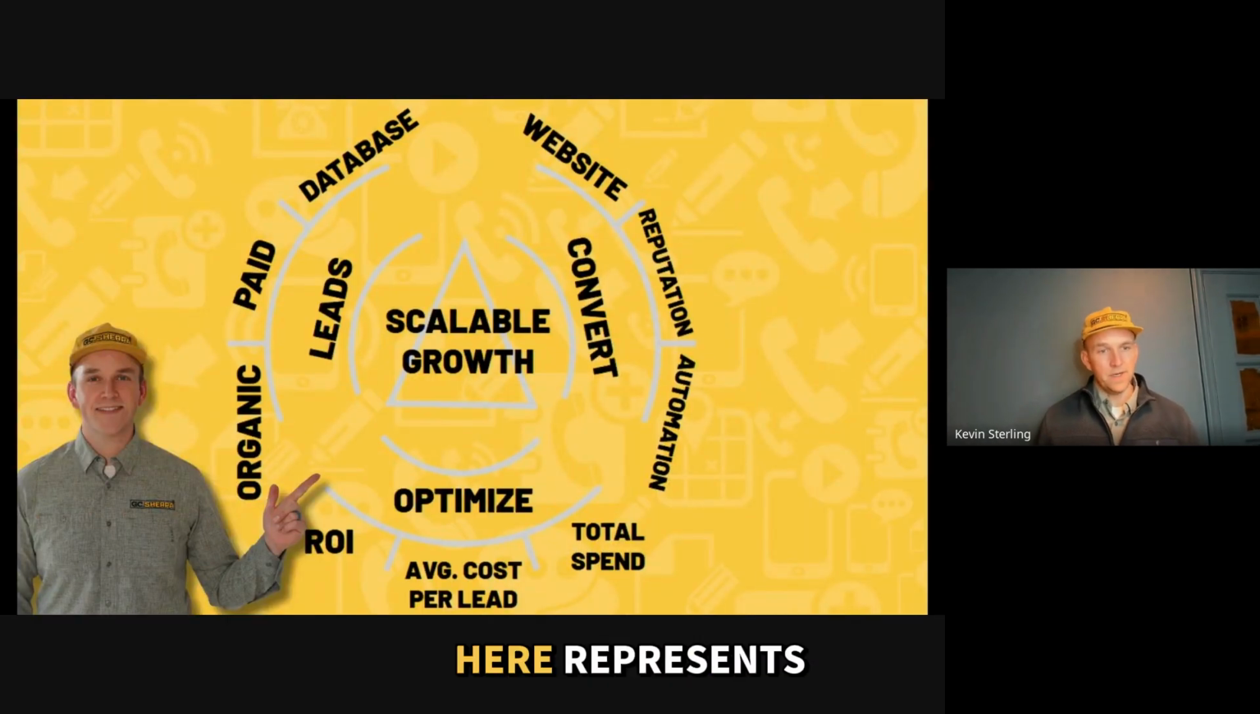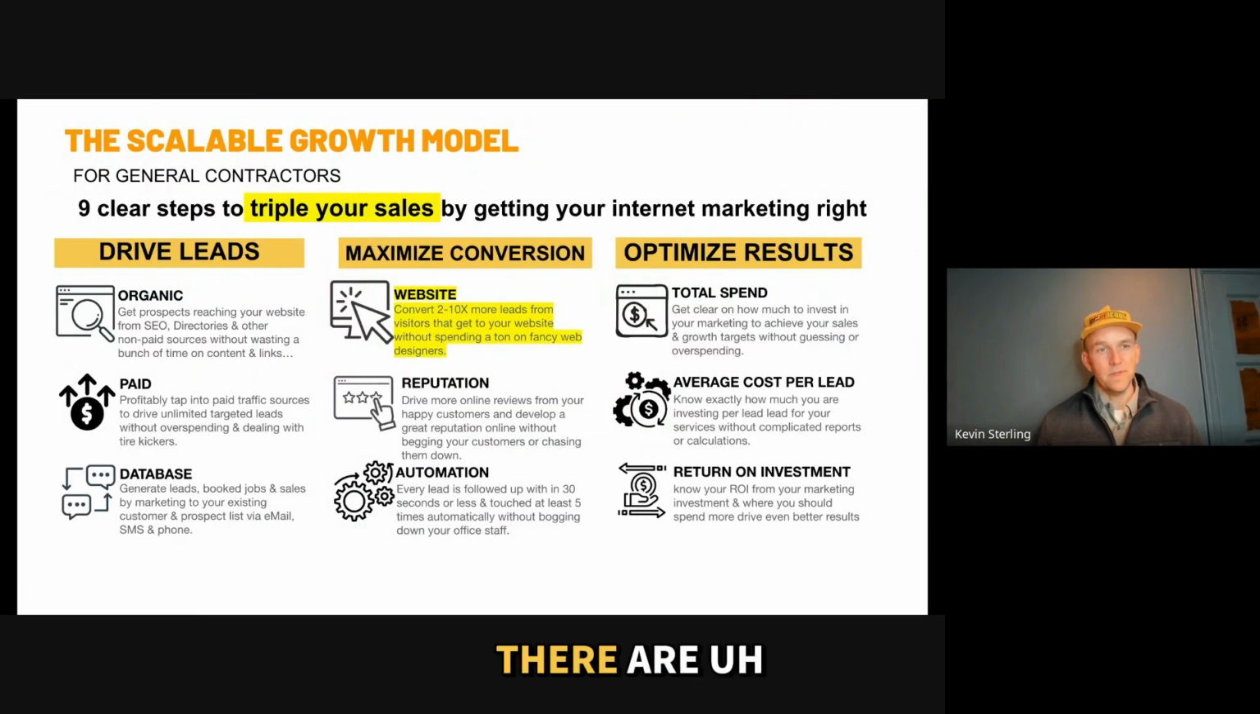So this model here represents growing your business in a scalable way. On this side of the model, we have leads. This side, we have conversion, and this side, we have optimization. And all of these things together play into scalable growth. And so we're going to talk about the website and how that relates to reputation and how that relates to automation. And from here, there are 9 clear steps that can help triple your sales and your internet marketing.